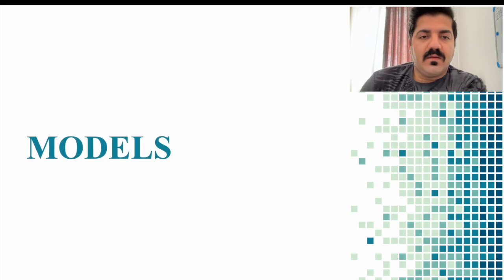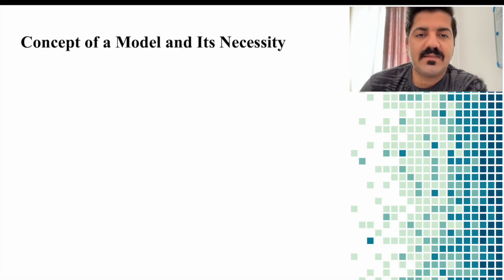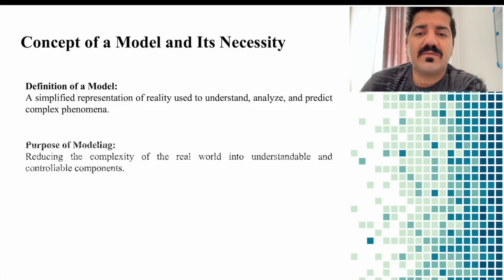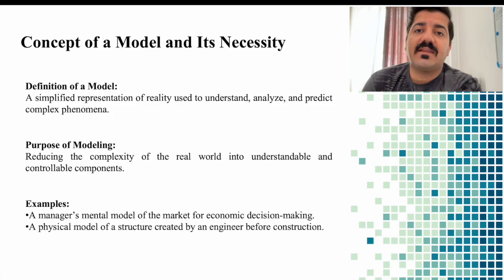Okay, let's go. We will talk about the concept of a model and why it's necessary. A model is simply a simplified presentation of reality. We use it to understand, analyze, and even predict complex phenomena. It's obvious that the real world is often too complicated to deal with directly, and so models help to reduce that complexity into something we can actually work with and control.